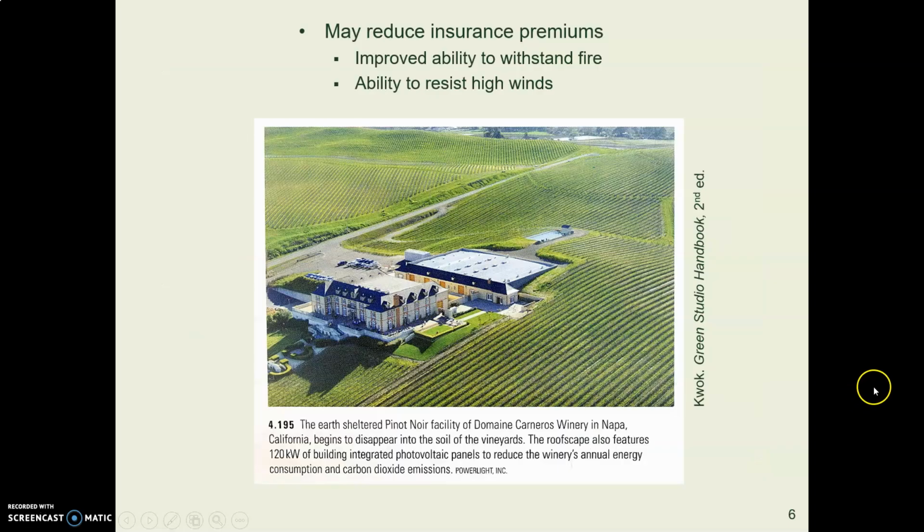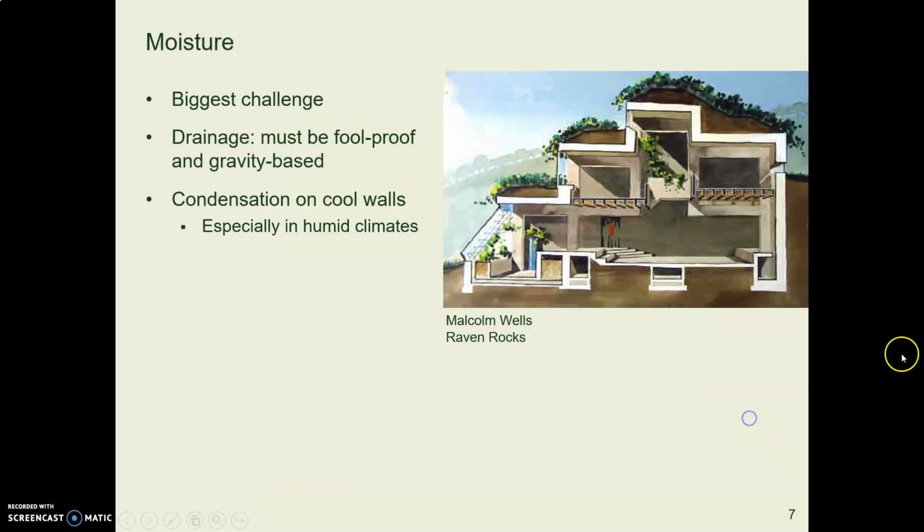Here's the winery from Allison Kwok. So this building is cut into a sloping site, and you can see how this design might be able to resist windstorms, and it might give the building an ability to withstand fire better than a freestanding wood building.